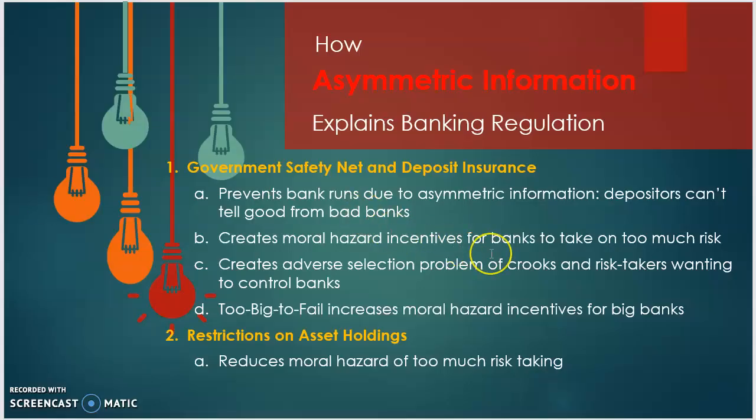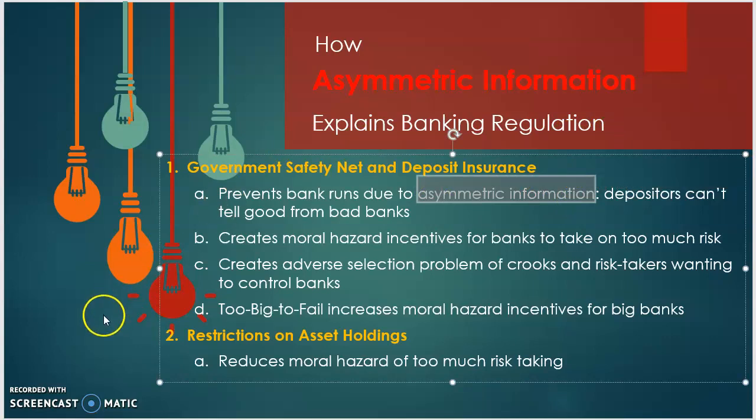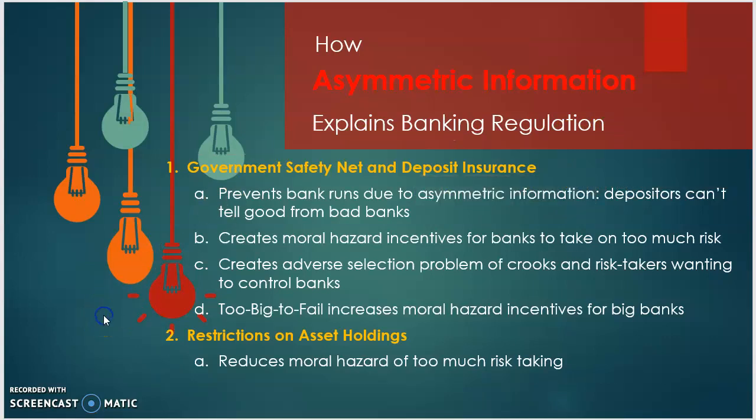Okay, let's move to the first subtopic about how asymmetric information explains banking regulation. So the first one is government safety net and deposit insurance, because the government needs to prevent the bank run due to asymmetric information. Asymmetric information was already discussed in the previous chapter. Okay, hope you guys still remember that.